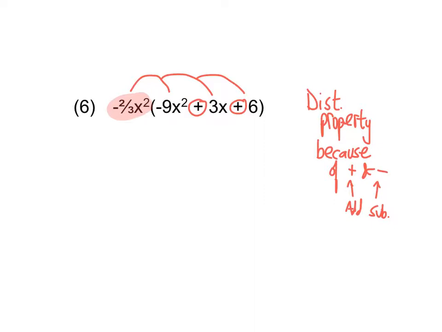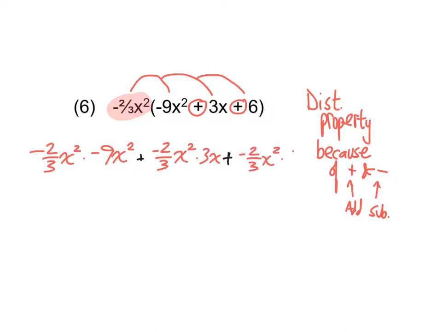All right. So I have to take negative 2/3 x squared and multiply it by negative 9x squared. I'll write the actual steps. And then we're going to add to that negative 2/3 x squared times 3x. Then we're going to add to that negative 2/3 x squared times 6.